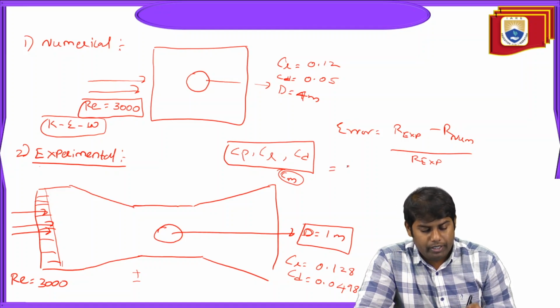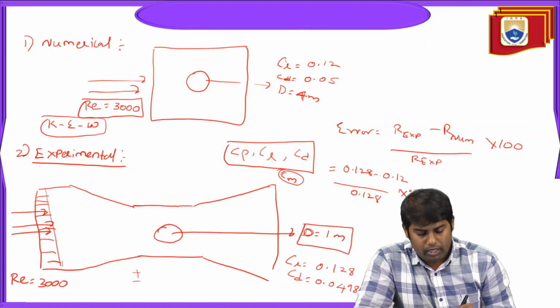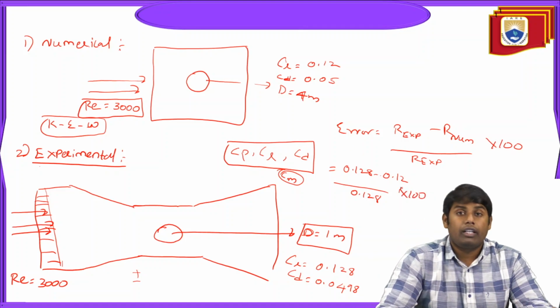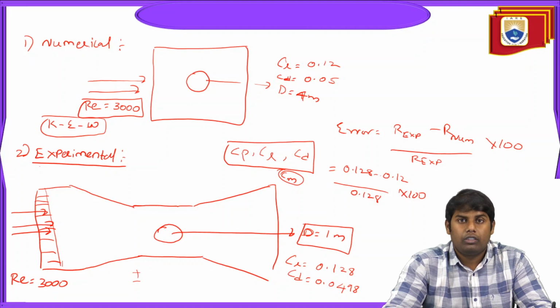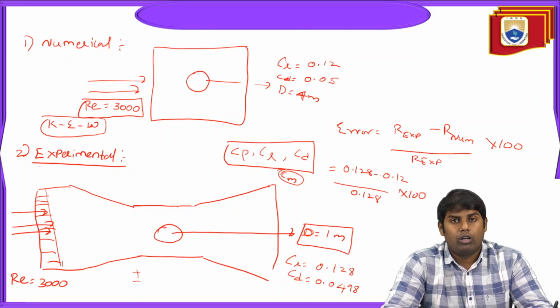So here it will be 0.128 minus 0.12, divided by 0.128. Then the percentage will be into 100. This will give you the error with respect to the experimental values of CL, for the numerical values. This is how we see the comparison between the numerical models and the experimental models.